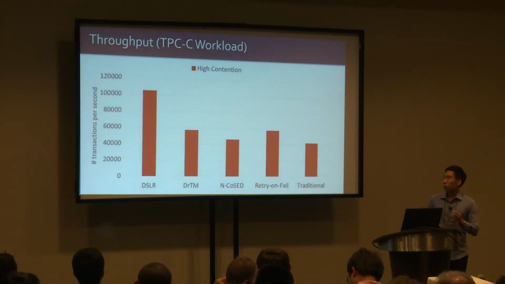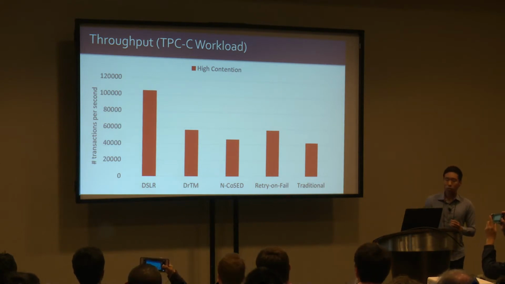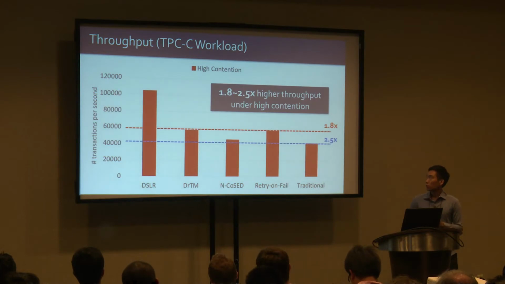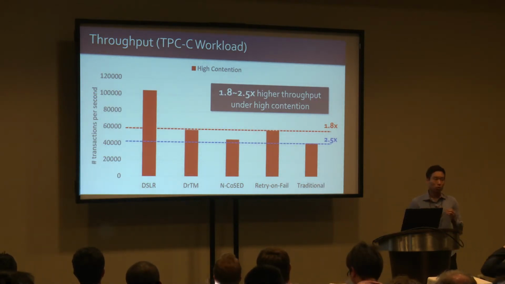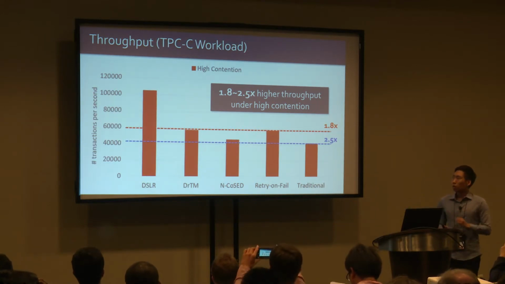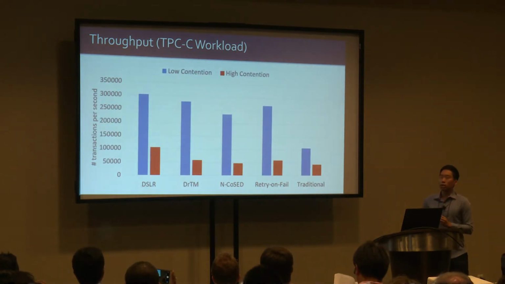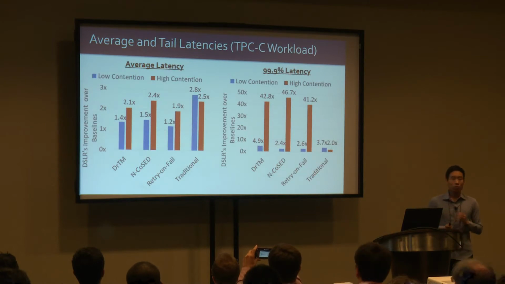So here is the throughput result with the TPCC workload. The y-axis is the transaction throughput, and the x-axis is DSLR and 4 other baselines. The graph shows that our algorithm achieves 1.8 to 2.5 times higher throughput on high contention. And interestingly, even under low contention scenarios, DSLR performs better than all the other baselines. And here are the latency graphs.